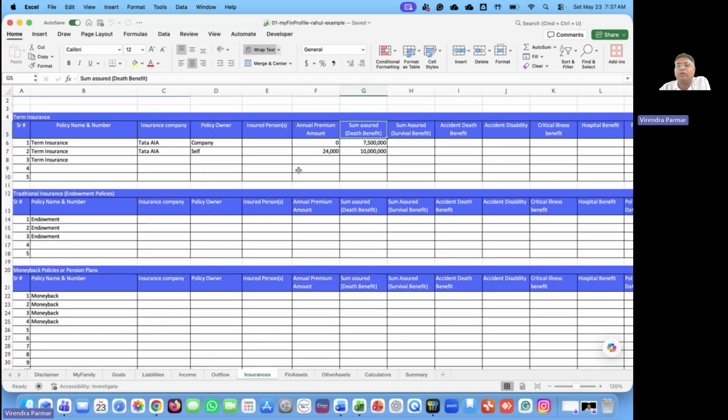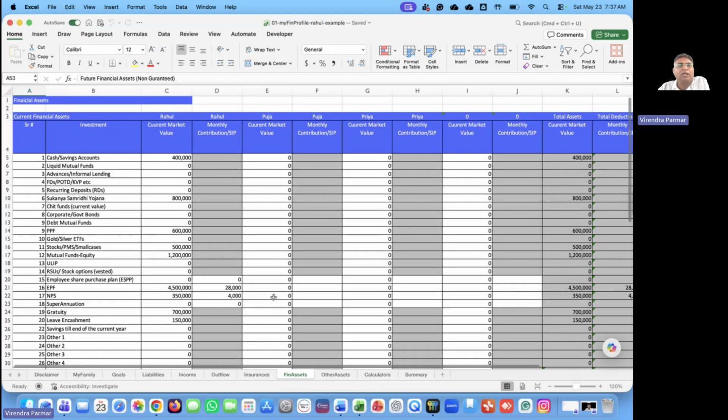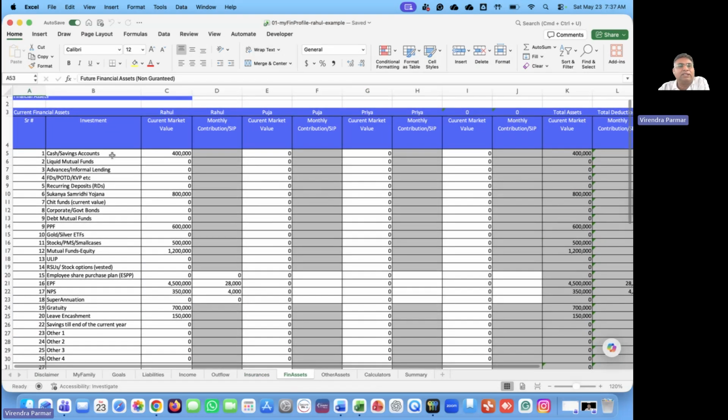For the purpose of planning, what we need is a premium amount and sum assured. Okay. Once this is done, we move on to financial assets. As you can see, this is categorized in many things, and it covers even your deductions like EPF, NPS, and superannuation, and also employee stock purchase plan. I've given four names with various columns, and you can choose those names. I've just taken the first four in the family information, but you can change the name. It's changeable. Over here, you have to put the current value of each of the assets.